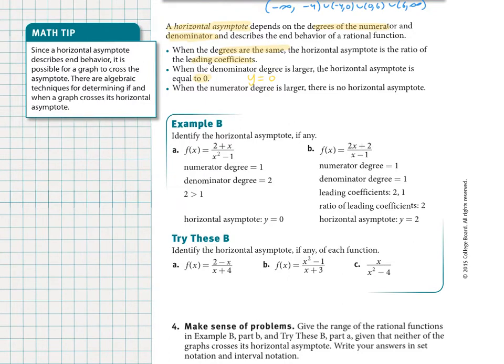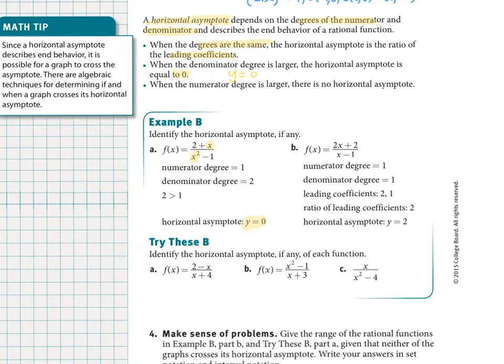First of all, looking at our first one here, this is degree 1 on top, degree 2 on the bottom. The bottom is larger, therefore the horizontal asymptote is y equals 0. In part B, it's degree 1 on top, degree 1 on bottom, so same degree, ratio of the leading coefficients, that is the 2 and the 1. So it's 2 over 1, y equals 2 over 1, or y equals 2 is our horizontal asymptote for part B.